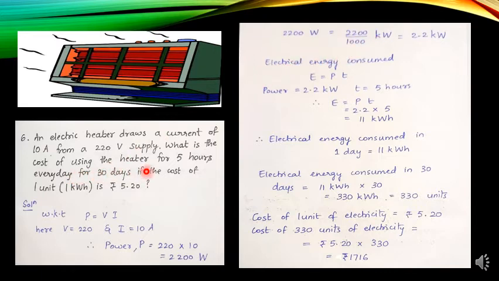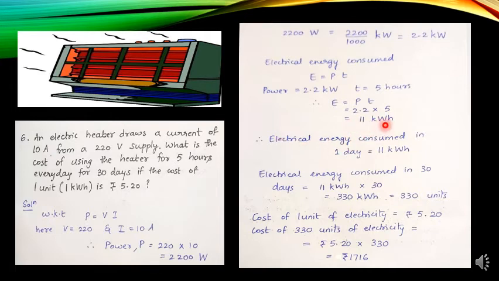They are asking you to find electrical energy consumption. Electrical energy consumed will be E is equal to PT, that is the product of power and time. What is the time given in the question? It is given as 5 hours. So you multiply power with time. We already converted the power and kept it in kilowatts, so P value is 2.2 and T is 5. So 2.2 into 5 will give you the electrical energy, that is 11 kilowatt hour. So this will be the value for 1 day.